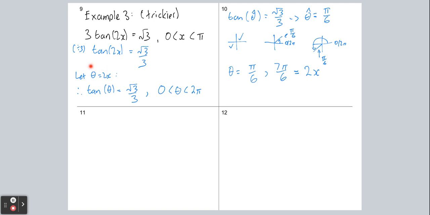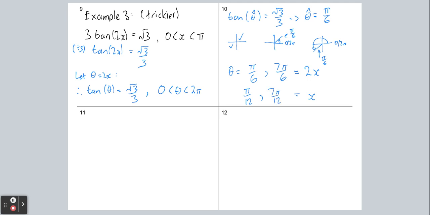Where did I get the 2x from? Well, theta equals 2x. Theta equals these two values, which means that 2x equals these two values. So I want x, so I'm going to have to divide everything through by 2. So that would give me pi on 12 and 7 pi on 12.